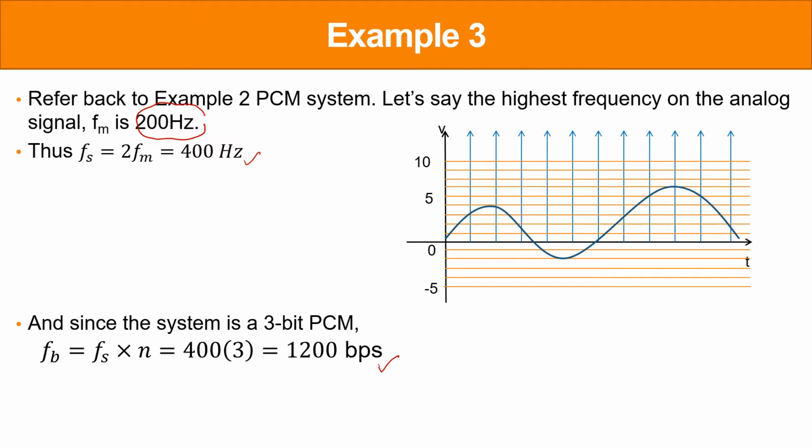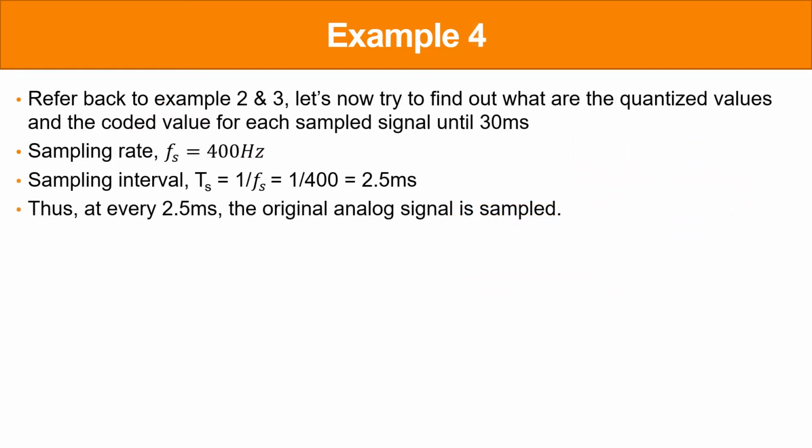So let's try to get the... refer back to example 2 and 3. Let's now try to find out what the quantized value and the coded value are for each sample until 30 milliseconds. So we know that the sampling rate is 400 Hz. So the sampling time is 1 over Fs, which is 2.5 milliseconds. Thus, every 2.5 milliseconds, the original analog signal will be sampled.